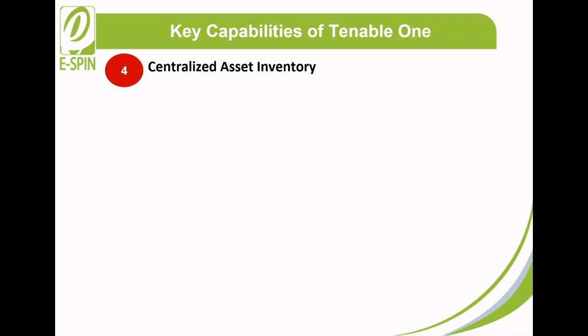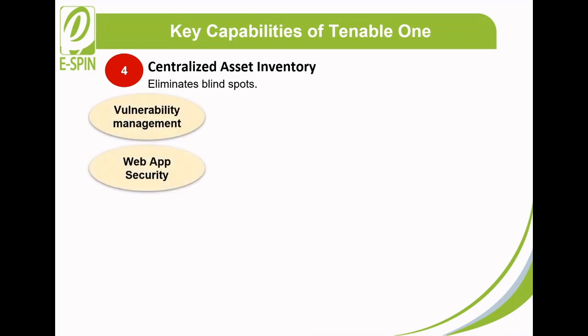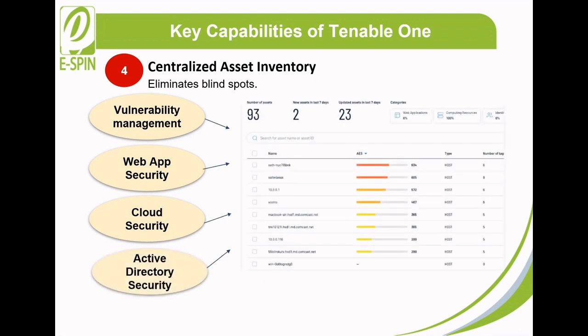Centralized Asset Inventory. Tenable One eliminates blind spots regardless of data source, such as vulnerability management, web app security, cloud security, and Active Directory security. This centralized view streamlines analysis, simplifies reporting, and helps you take action faster.